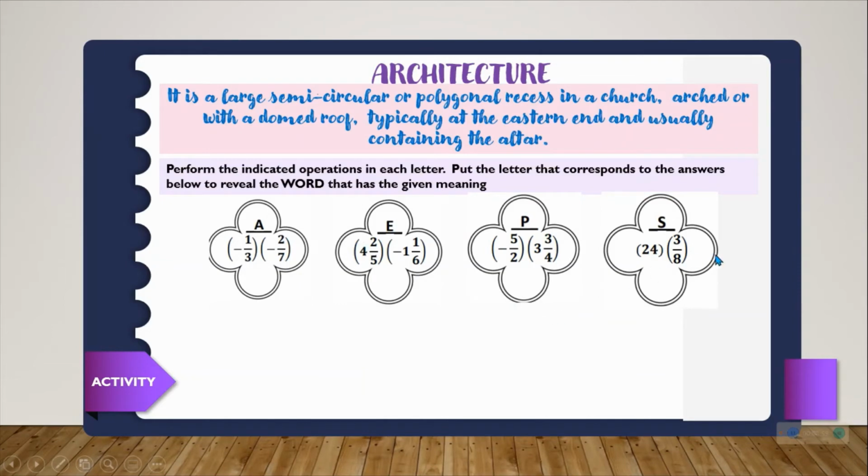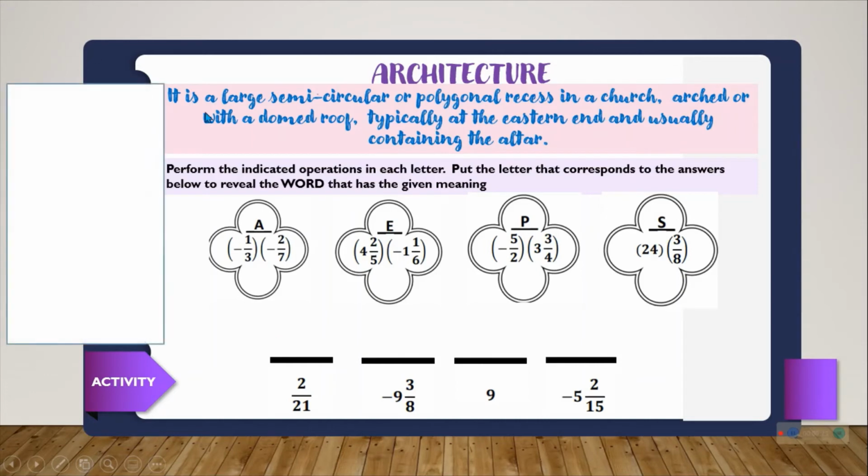So, we have here the 4 letters, A, E, P, S. And then, to know the word for the definition, we will perform the indicated operations. So, sasagutan muna natin yung mga tanong sa ilalim ng mga letters na to. Sa letter A, we have negative 1/3 times negative 2 over 7. So, negative 1 times negative 2 over 3 times 7. Negative 1 times negative 2 is positive 2. 3 times 7 is 21. So, 2 over 21, that is the letter A.